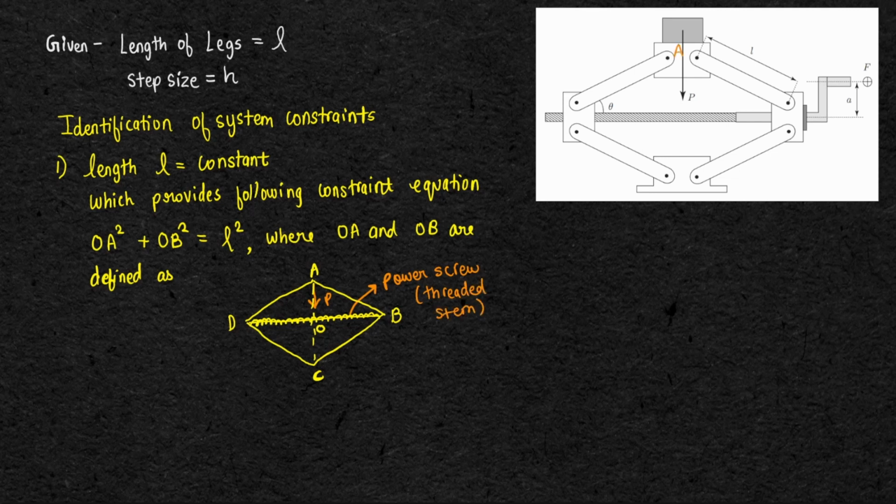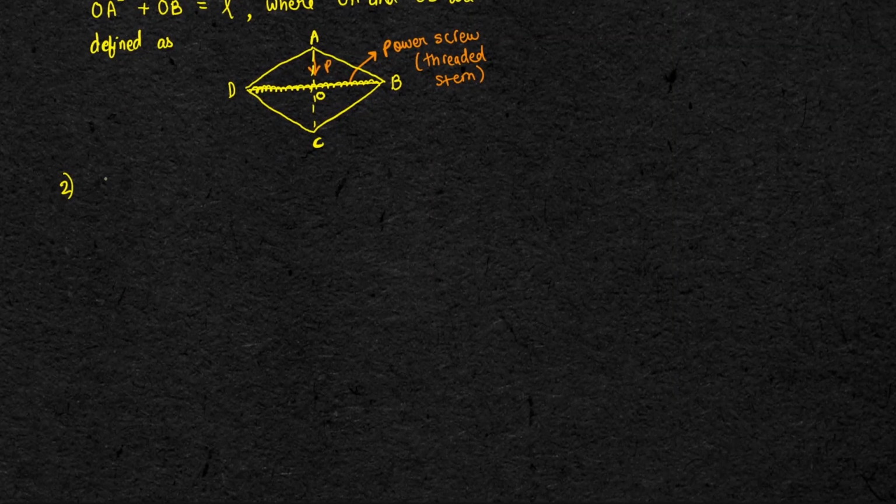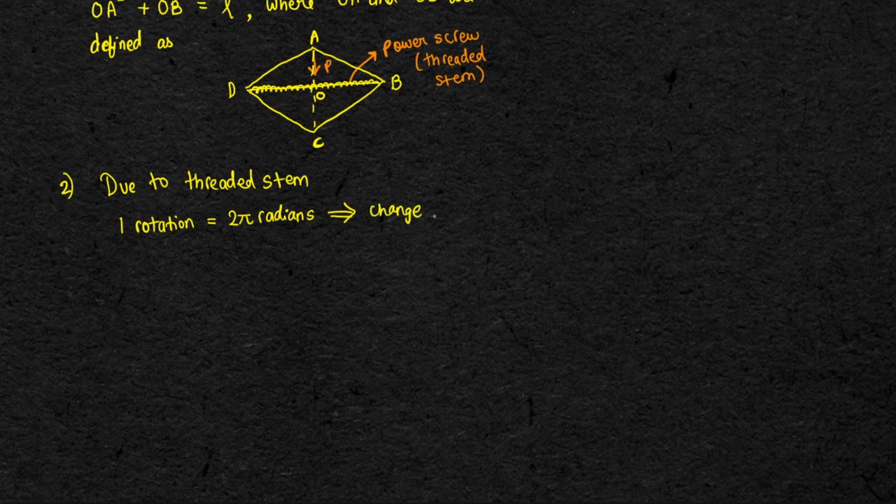Let me also mark up the points in the figure itself, just for reference. Now, due to the rotation of the threaded stem, we can conclude that one complete rotation will result in 2 pi radians of angular displacement, and this will change the length of DB by step size h.